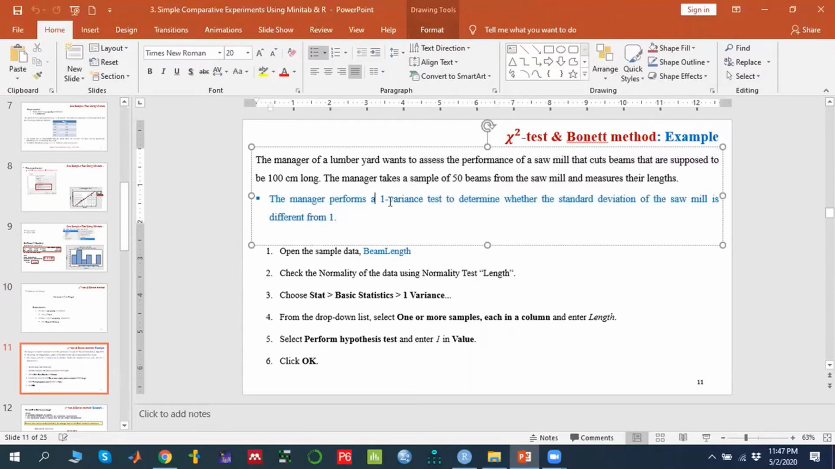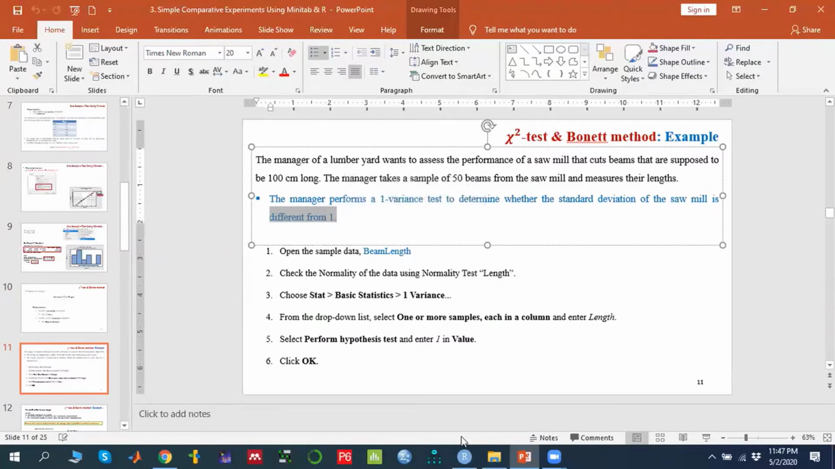The population variance is equal to 1, and the question is: the manager of a lumber yard wants to assess the performance of the sawmill that cuts the beams, which are supposed to be 100 centimeters long. The sample size they have taken is 50 beams, and they want to check whether the population variance is equal to 1 or not. It's a two-tailed test.